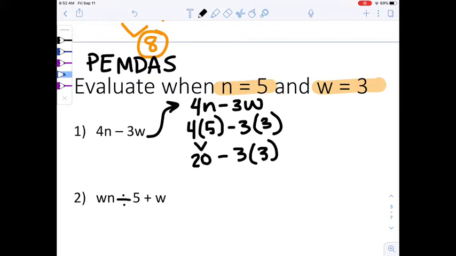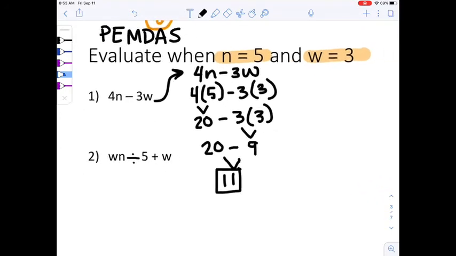Before I can subtract, I have to multiply that 3 times 3 because I have to follow that order of operations. So then I'm going to do 3 times 3, which is 9. And we have 20 minus 9. Now our last step is to just subtract. That's the only operation left. 20 minus 9, which is 11. And there is my answer.